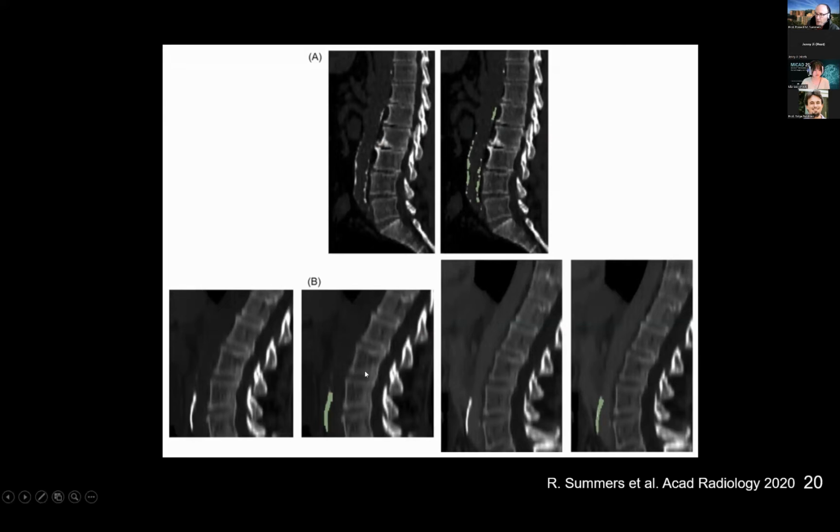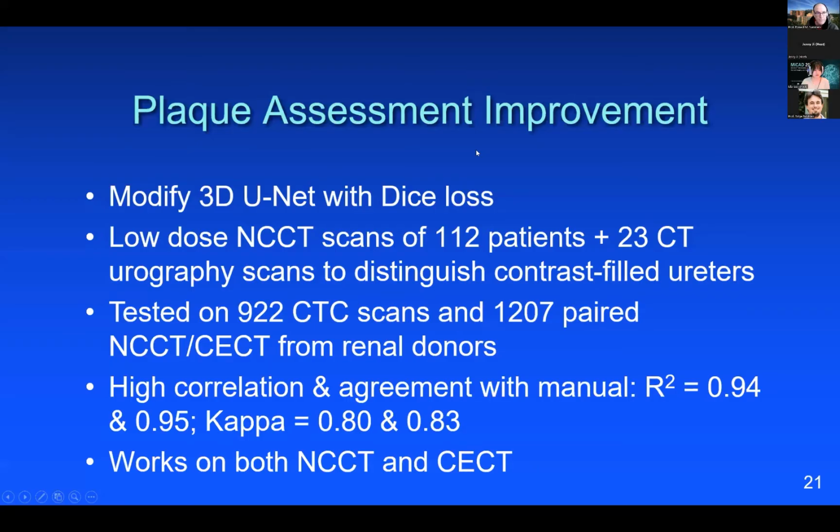So in the lower left, we have non-contrast CT scans. The lower right, we have contrast-enhanced CT scans. These are the same patient. And the plaques are shown here on these sagittal CT images. Here's the detection of the plaque on both the non-contrast and the contrast-enhanced scan. And here's another example on a contrast-enhanced scan showing somebody with a lot of plaque, and that's accurately detected by the technique. This improvement used a modified 3D UNet with a dice loss.